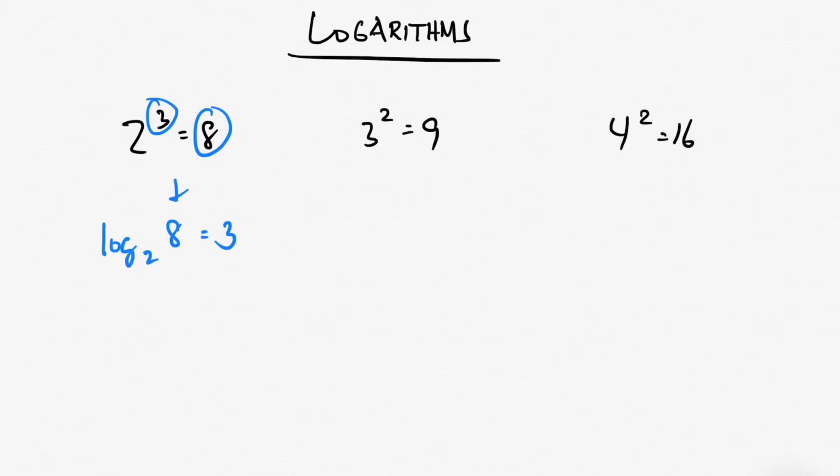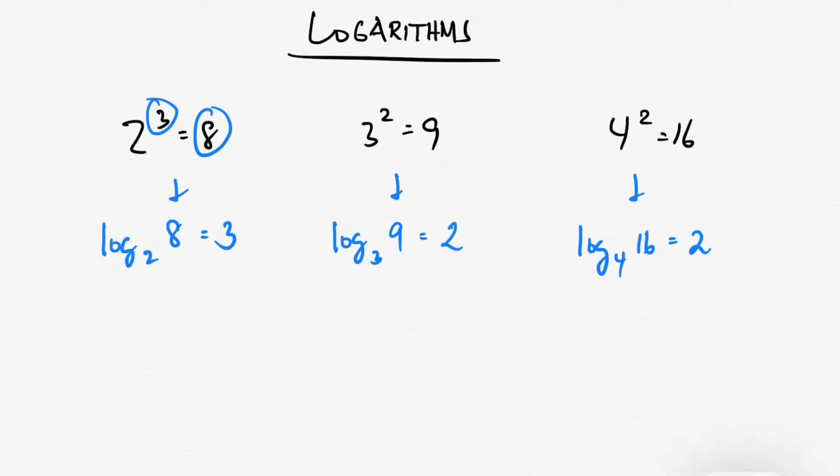So what I did is I just switched numbers 3 and 8. For the second one, 3 raised to 2 is equal to 9. Write log, the base is 3, and then switch the numbers. Write 9 first, equals 2. And then last one, so write log base 4 of 16 is equal to 2. So that's how you convert exponential expressions into their logarithmic forms.